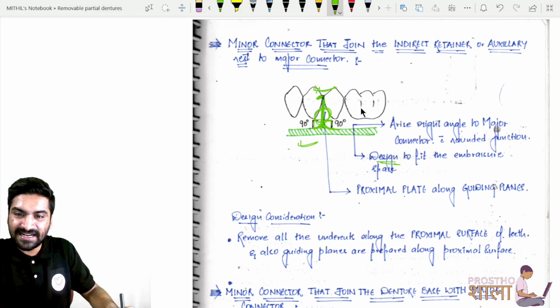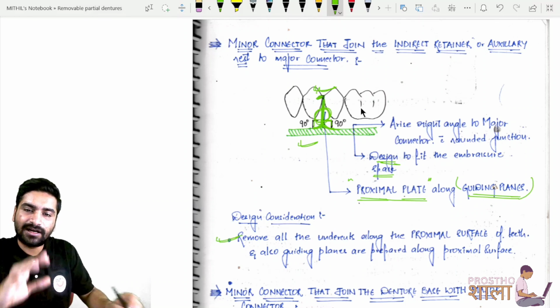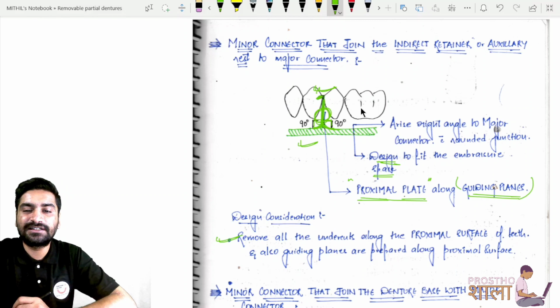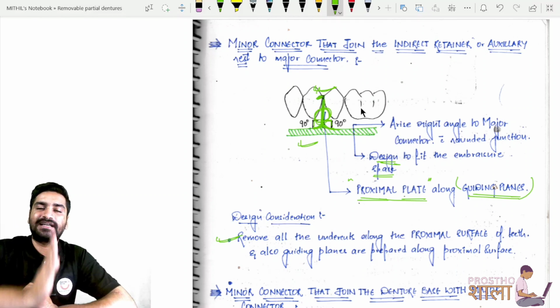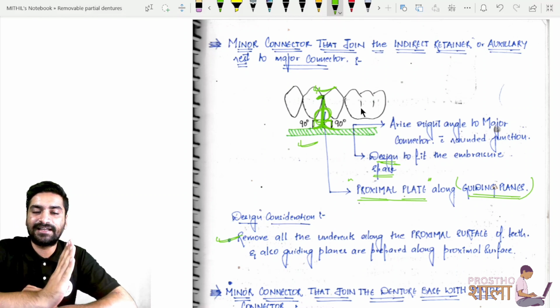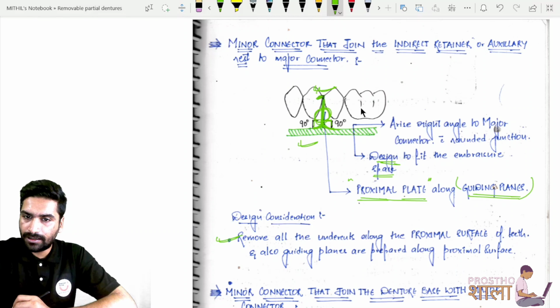It is mainly designed to fit in the embrasure space only. If we are giving a proximal plate, it will be given along the guiding planes. Ultimately, all the undercuts that are present should be removed so that you can keep a straight minor connector which is at 90 degrees without any interference.